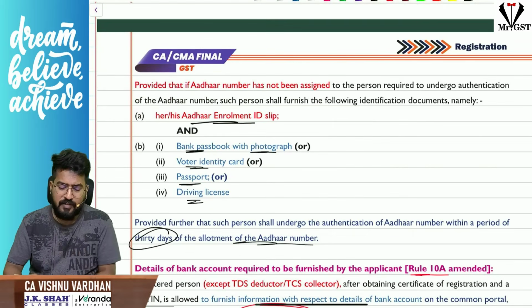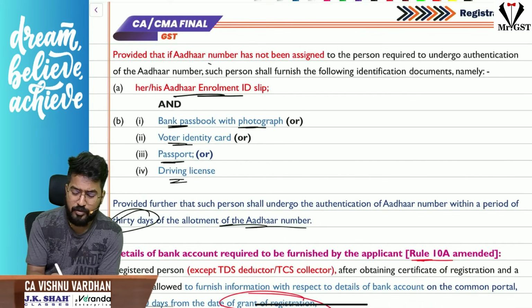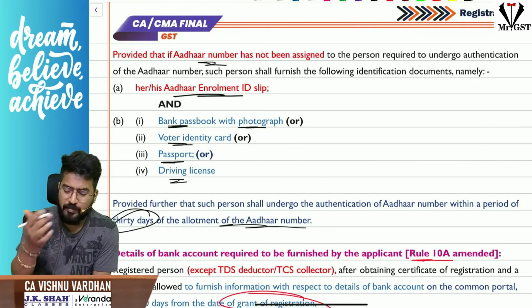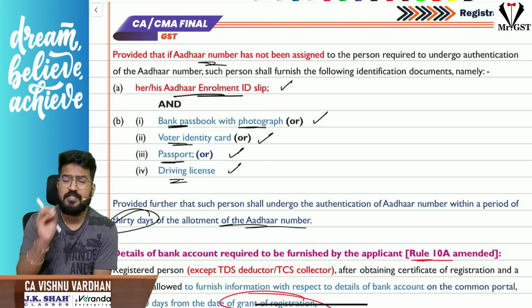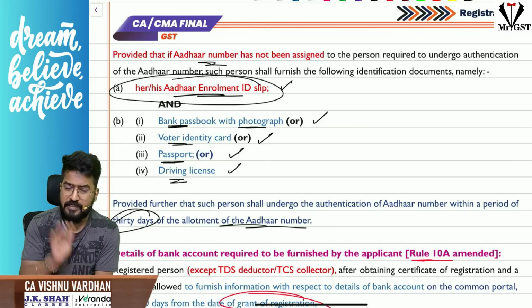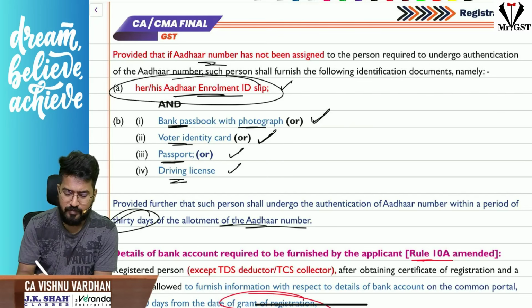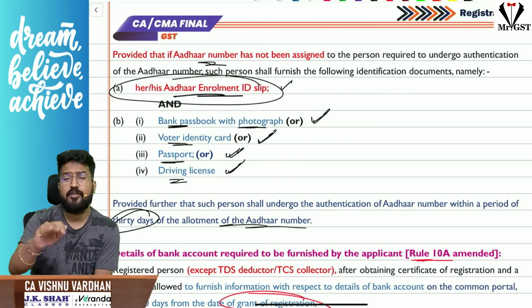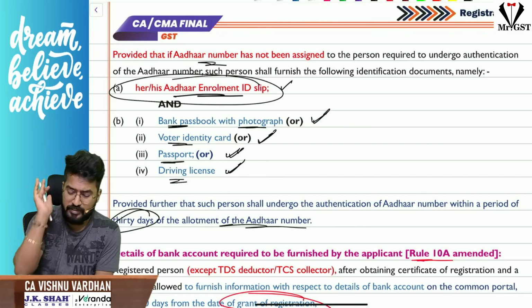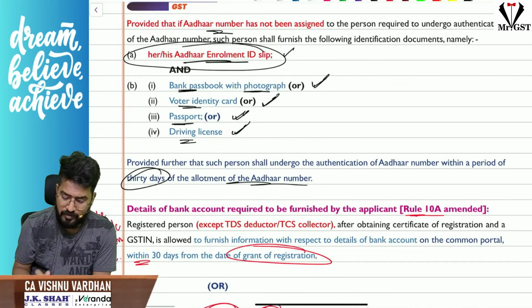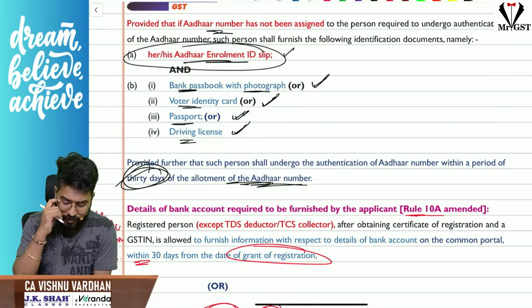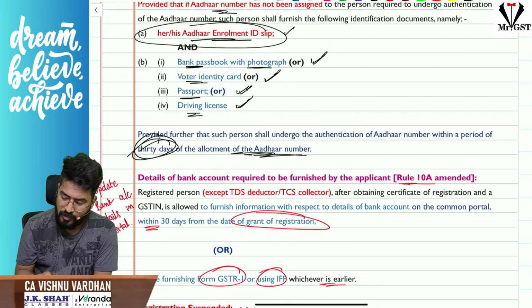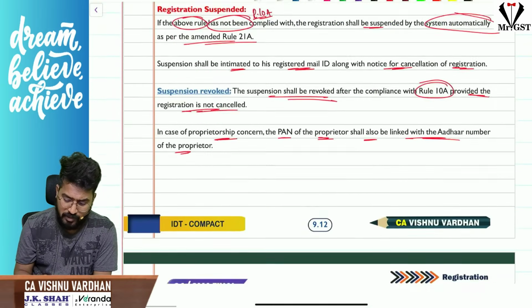Sir, now okay sir, fine, for me Aadhaar number itself is not assigned, sir, what should I do immediately? Sir, don't worry, first apply for Aadhaar card, get that enrollment ID, and along with that your bank passbook with the photograph or voter ID or passport and driving license. You please submit these things: the Aadhaar enrollment ID slip, along with these things. You just submit, and then later on whenever you get the Aadhaar number, then you finish the Aadhaar authentication. That is the concept. Within the period of 30 days from getting the Aadhaar number, you do the balance Aadhaar authentication, finish it off. Right. So that is with respect to Aadhaar authentication and everything.